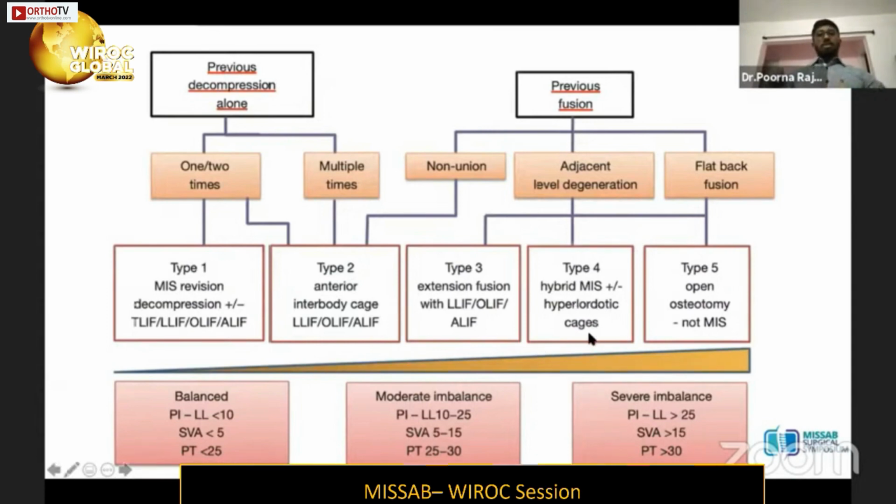That is, they don't want to disturb the already fused mass, but they want to increase the sagittal profile by increasing the lordosis across the adjacent segments. That is the type 4 technique. The difference between type 4 and type 5 is that by using a hyperlordotic cage, they can achieve some good sagittal correction in the type 4 technique. But even with a hyperlordotic cage, if you are unable to achieve a good sagittal profile, they advise an open technique with osteotomies and extending the fusion, not an MIS technique. This is the baseline of the algorithm which they have formulated.